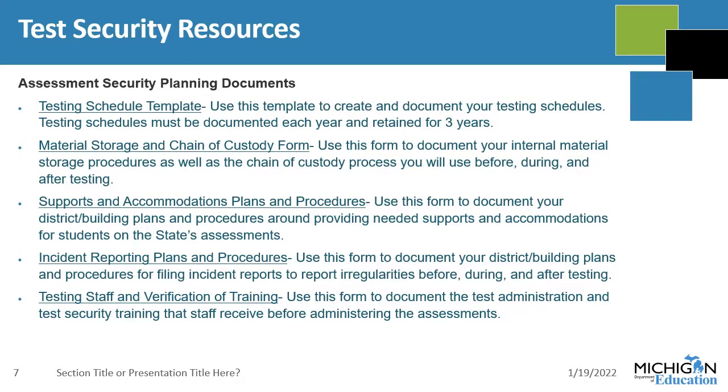Supports and Accommodations Plans and Procedures. Use this form to document your district building plans and procedures around providing needed supports and accommodations for students on the state's assessments. Incident Reporting Plans and Procedures. Use this form to document your district building plans and procedures for filing incident reports to report irregularities before, during, and after testing. Testing staff and verification of training. Use this form to document the test administration and test security training that staff receive before administering the assessments.